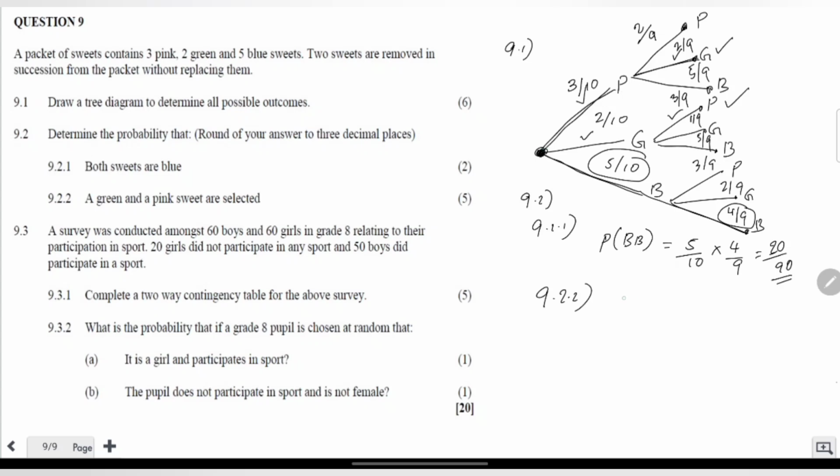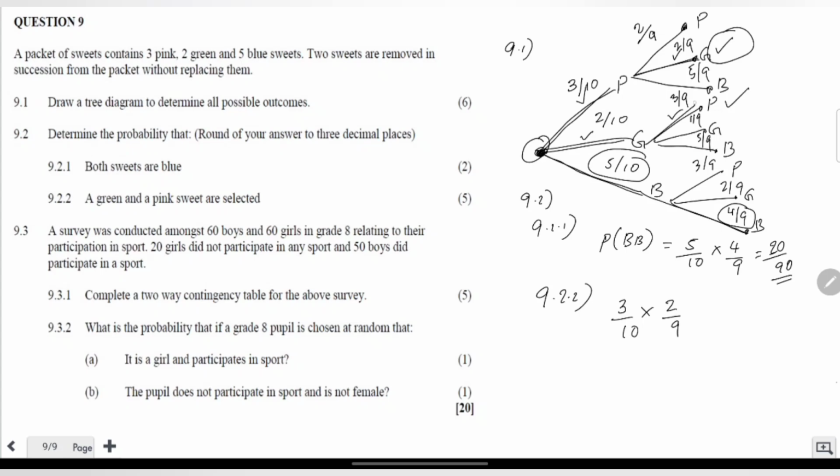3 over 10 times 2 over 9. I'm talking about this branch, starting point up until there. Along the branch I multiplied. Now I'm going to take the next branch. What is that?